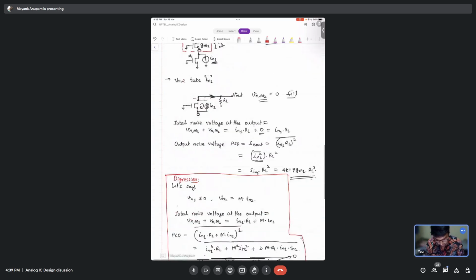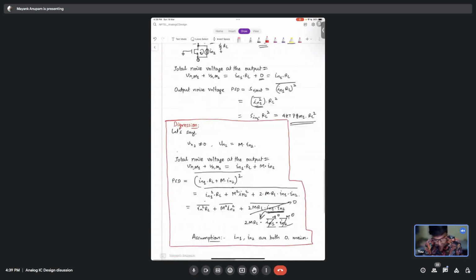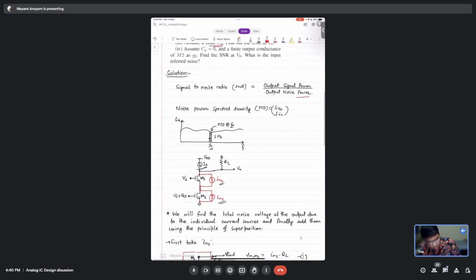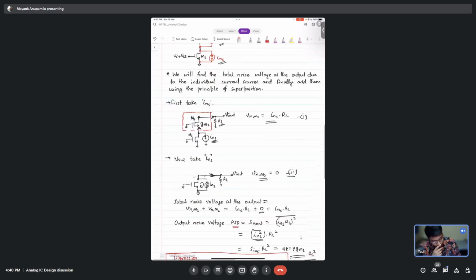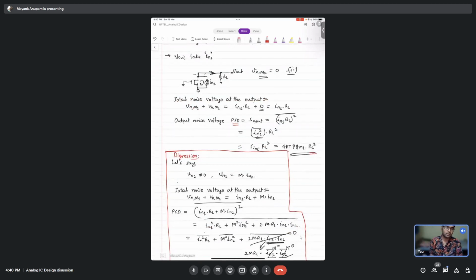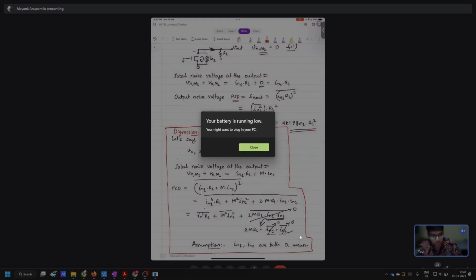Oh, by the way, this question is not solved here. We have only found out the total output noise PSD, but we had to find out SNR. So for SNR, what do we have to do? We have to find the total output noise power. For that, we have to know the signal bandwidth. This is the noise power spectral density.